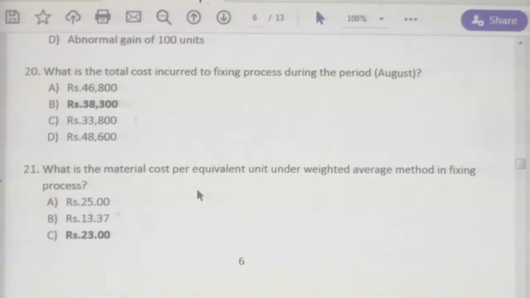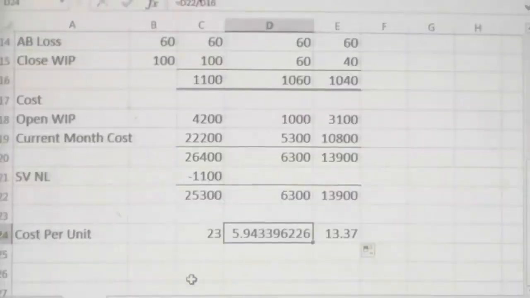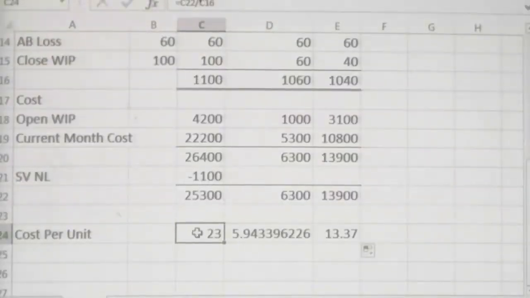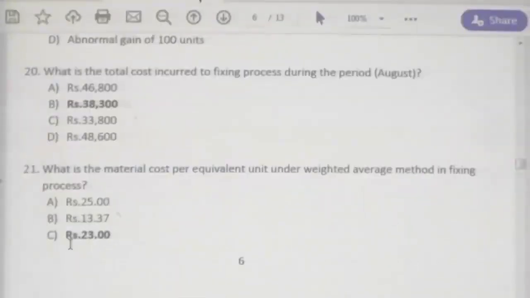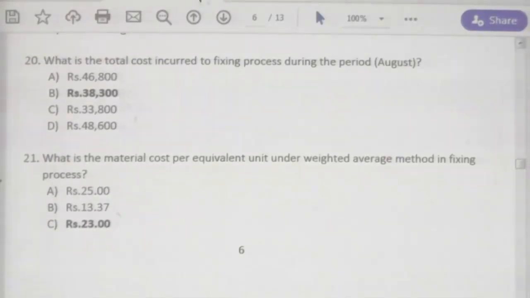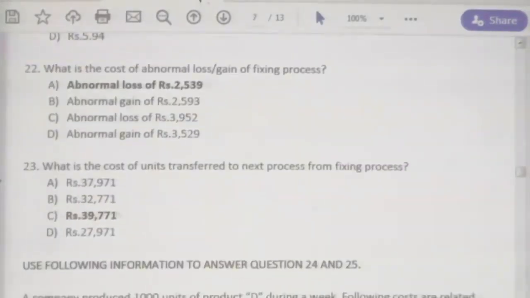What is the material cost per equivalent unit? Material cost per unit, weighted average method. Now, we already calculated material cost per unit. Here is the answer. It is 23. Therefore, your answer will be 23. Right? Next question. What is the cost of abnormal loss?